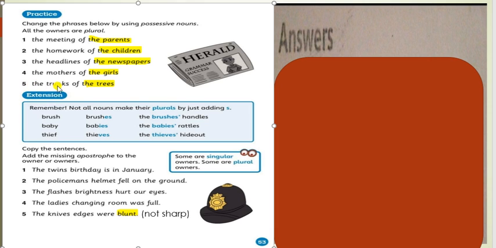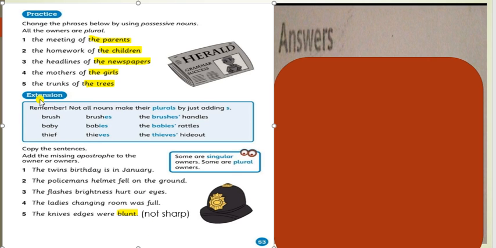Number 5, the trunks of the trees. So here we have the noun trees, a plural noun with s. What do we do with the plural noun with s? We put the apostrophe after the s. So it will be the trees' trunks.